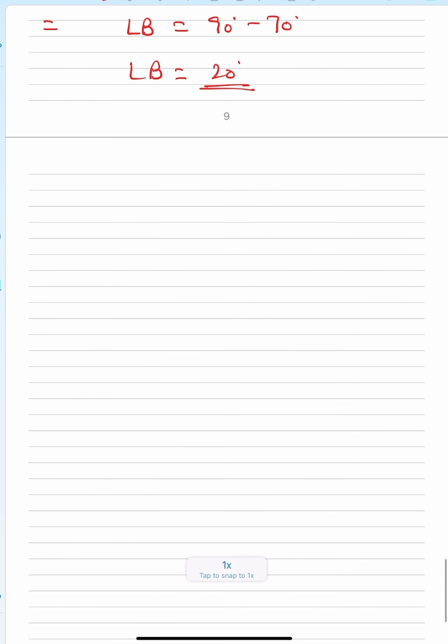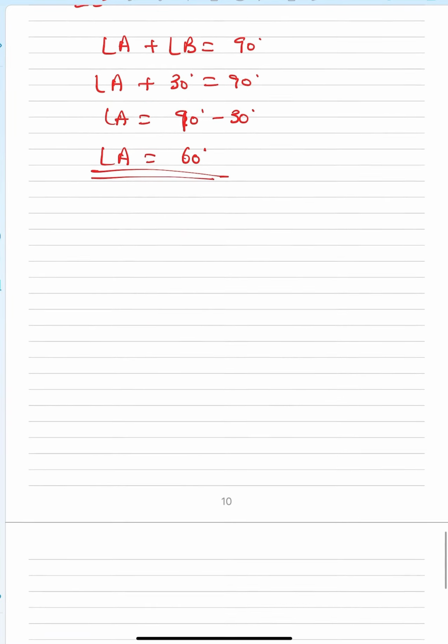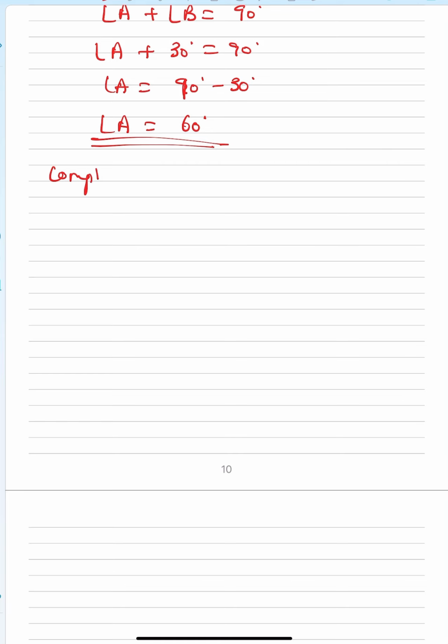Okay. Next example for the same question. If 30 degrees is given to us, let me name this as angle B. Angle B is 30 degrees. Angle A plus angle B is equal to 90 degrees. Angle A plus 30 degrees is equal to 90 degrees. Angle A is equal to 90 minus 30 degrees. Hence, angle A will be equal to 60 degrees. So, I can say the complement of 30 degrees is 60 degrees. Yes, this way you need to find the complement of the given angle.